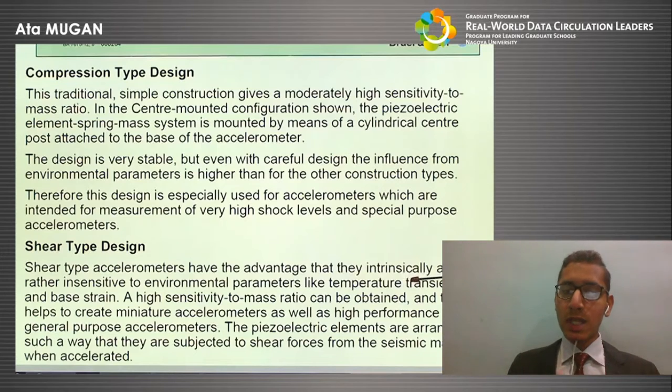Next, we have shear type designs. Shear type accelerometers have the advantage that they are intrinsically rather insensitive to environmental parameters like temperature transients and base strain. A high sensitivity to mass ratio can be obtained, and this helps to create miniature accelerometers as well as high performance general purpose accelerometers. The piezoelectric elements are arranged in such a way that they are subjected to shear forces from the seismic mass when accelerated.